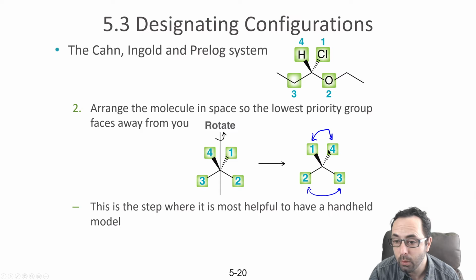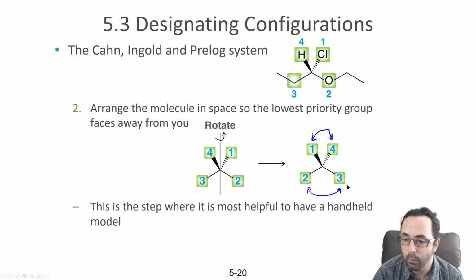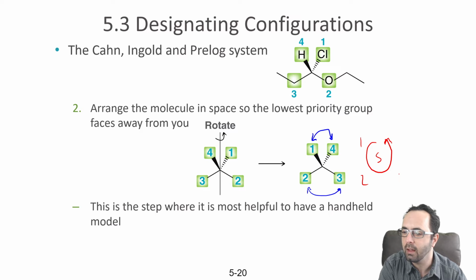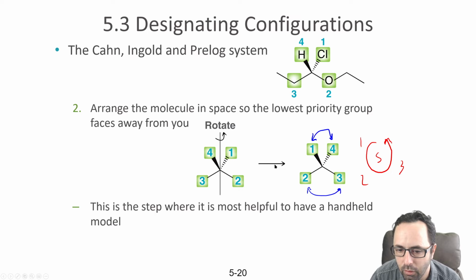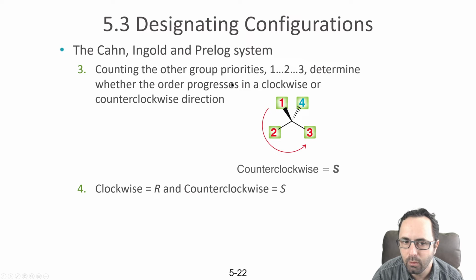See how two groups were switched, 1 and 4 and 3 and 2? And so you can switch two groups such that you get the lowest priority group to the back. That's the simplified way of doing this, and that's the way we'll use. So when we did that, take a look now. The 1, 2, 3 of the forward groups is going around to the left, the counterclockwise turning, 1, 2, 3. So this would be an S designation for this chiral center. We count the groups, 1, 2, 3. It's going in the counterclockwise direction. That is an S designation for this chiral center.